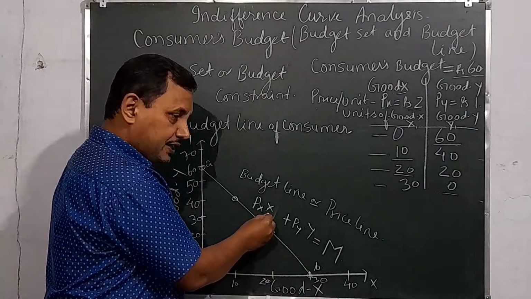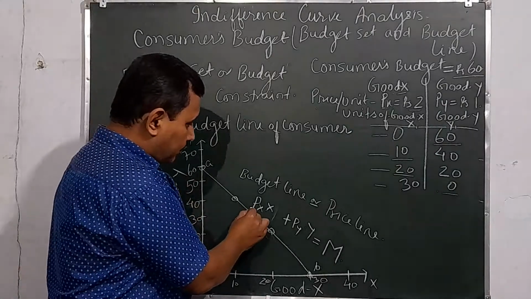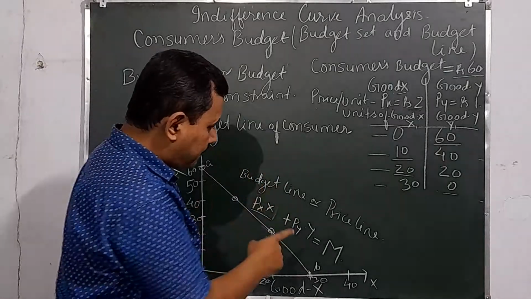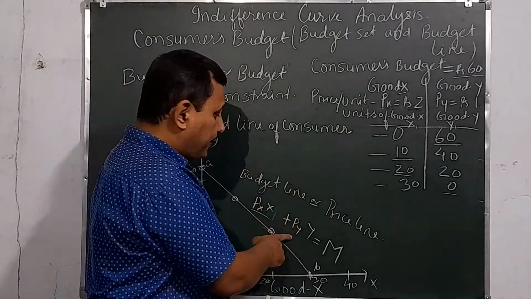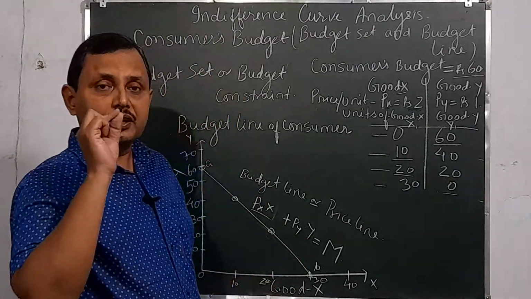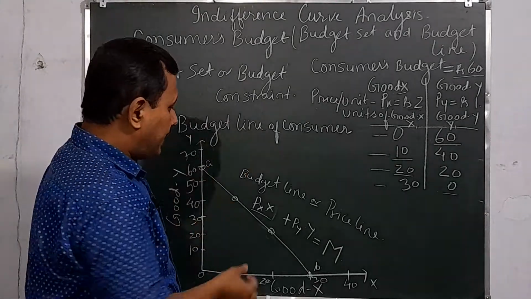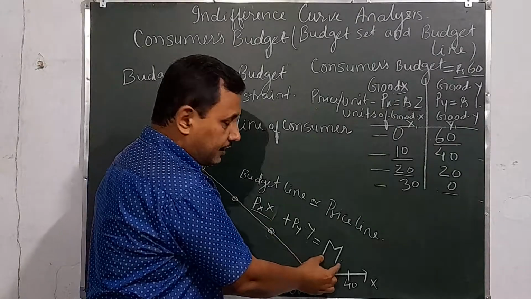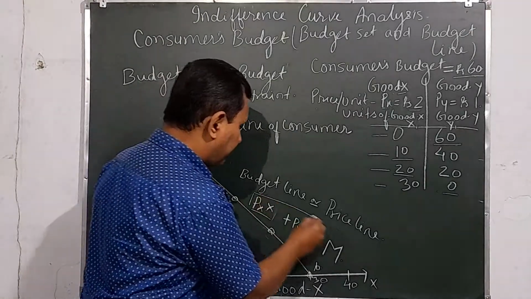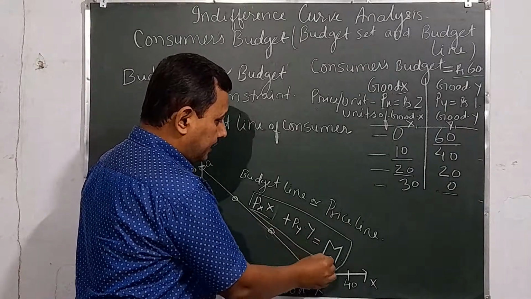If the consumer has purchased x units of good x and Px is the per unit price of good x, then the total amount spent on good x is Px x. If the consumer has purchased y units of good y and Py is the per unit price of good y, then Py y is the total expenditure of the consumer on good y. If we add both, this is equal to the budget of the consumer. So this is the equation of the budget line.